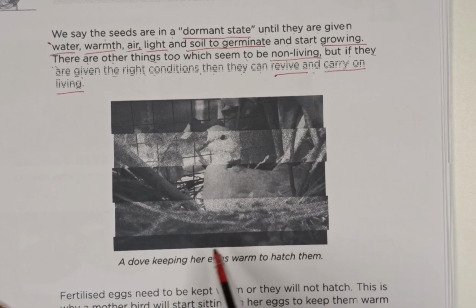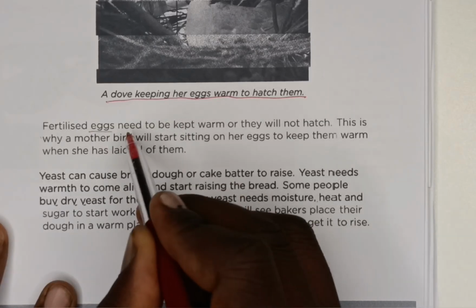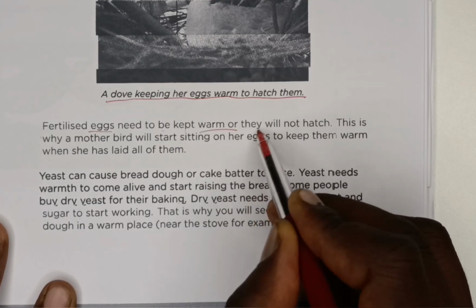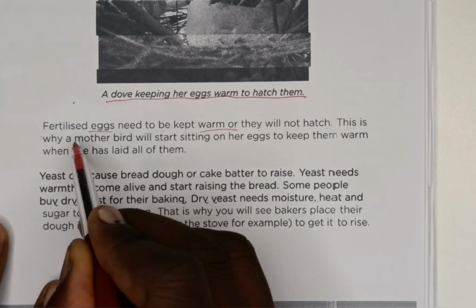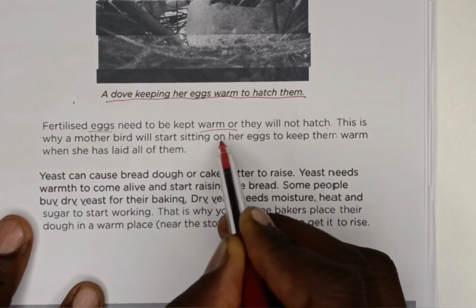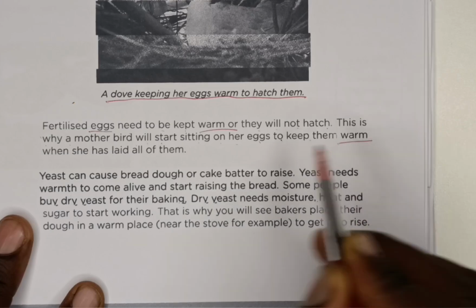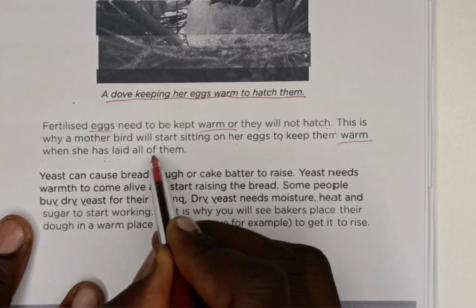So this is a picture of a dove keeping her eggs warm to hatch. Fertilized eggs need to be kept warm or they will not hatch. This is why a mother bird will start sitting on her eggs to keep them warm when she has laid all of them.